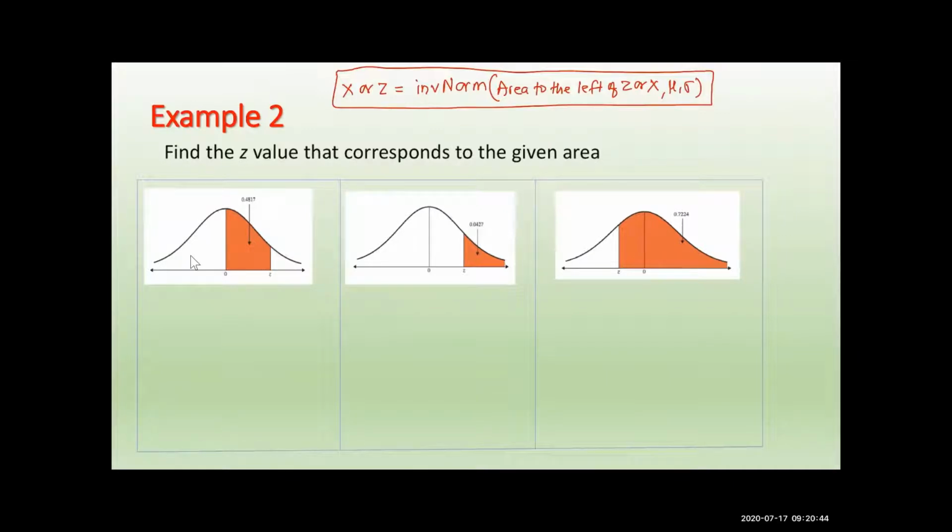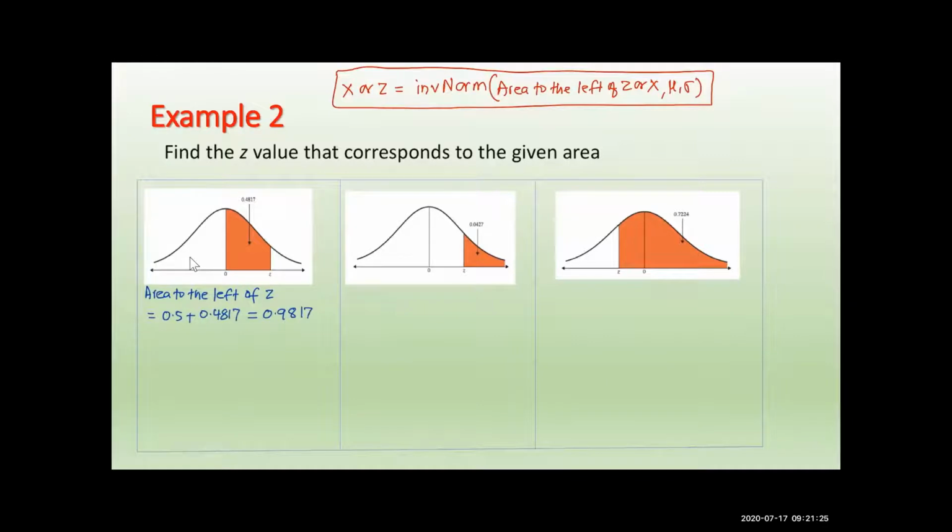Because the total area is 1, this is half of that, so this area is 0.5. So the total area to the left of the z-score will be 0.5 plus that. First we are going to find that area to the left. Area to the left of z is equal to 0.5 plus 0.4817, which is equal to 0.9817.